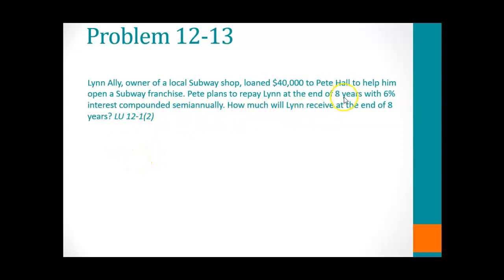Okay, so it's an 8-year period, 6% annual interest rate, but compounded semi-annually. So our N would be 16 periods, twice a year for 8 years, 16 periods. And our interest rate is going to be 3% per period. You take the annual rate divided by 2 because it's semi-annually, so the rate is going to be 3% per period. And we're saying how much will Lynn receive at the end of 8 years?